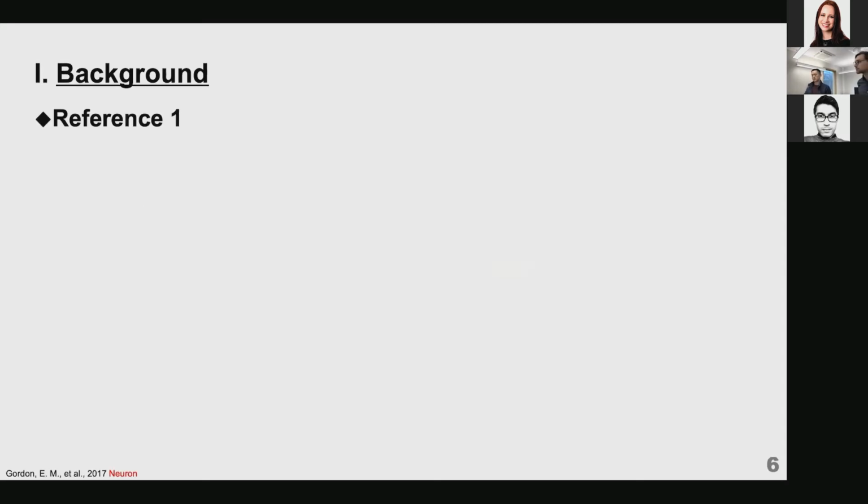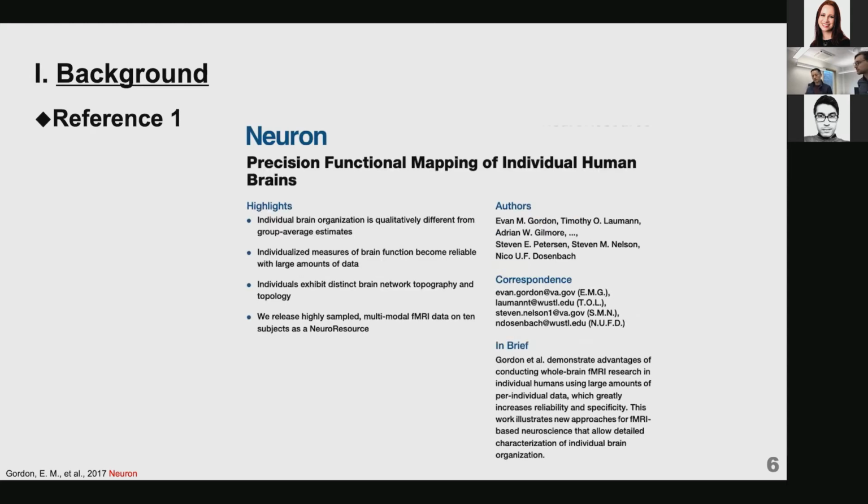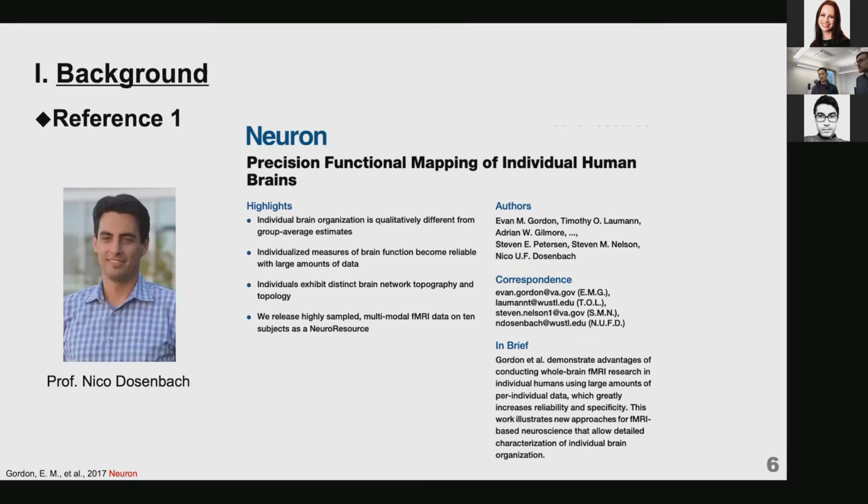And actually, intensively scanning several subjects is nothing new. Back in 2017, there was an article published in Neuron. The title is Precision Functional Mapping of Individual Human Brains. In this article, they used this kind of intensive scanning of several subjects to trace down individual details. And this project was led by Professor Nico Dosenbach.